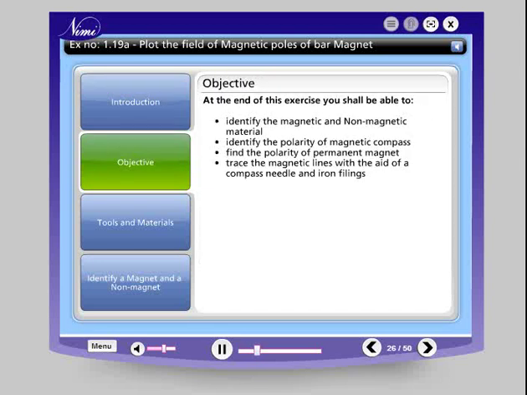At the end of this exercise, you shall be able to identify the magnetic and non-magnetic materials. Identify the polarity of magnetic compass. Find the polarity of permanent magnet. Trace the magnetic lines with the aid of a compass needle and iron filings.